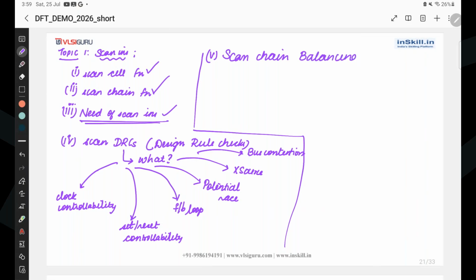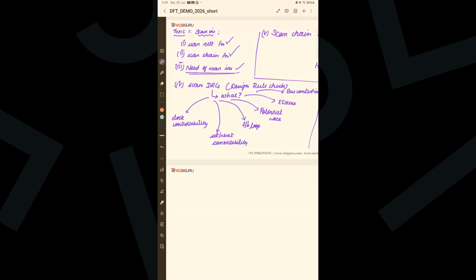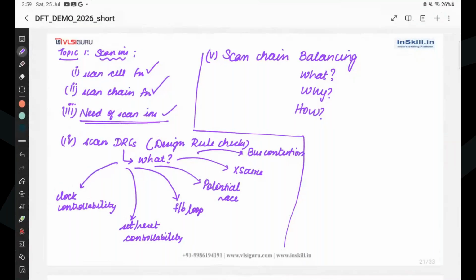And here also we will understand what is scan chain balancing. What is scan chain balancing? Why do we need scan chain balancing? And how can we achieve scan chain balancing? So what is scan chain balancing? Why do we need to go for balanced scan chains? And how to achieve scan chain balancing?